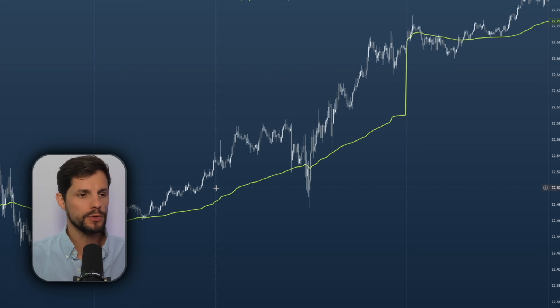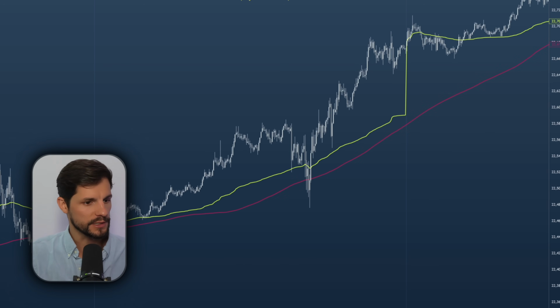So we can then use other confluences such as point of controls, previous day's values, moving averages. You can always plot, for example, a 200 simple moving average or a 50, and then follow that trend as well. Obviously, the moving average will be a little bit more lagging, whereby the VWAP will have that real institution feel and backing behind it.